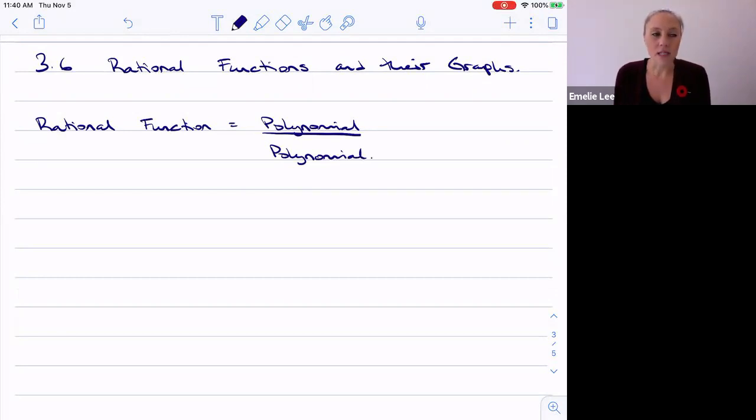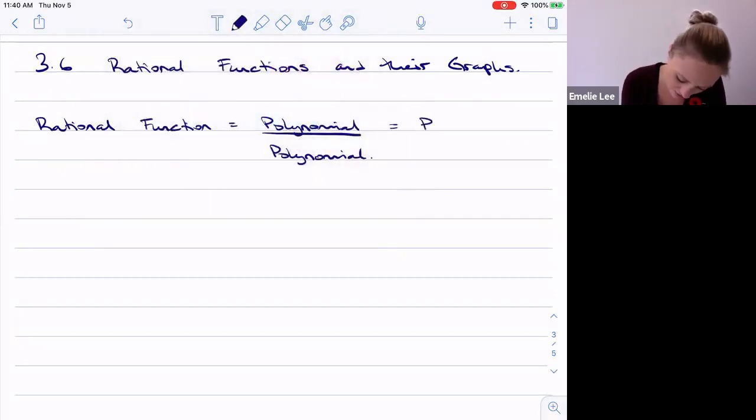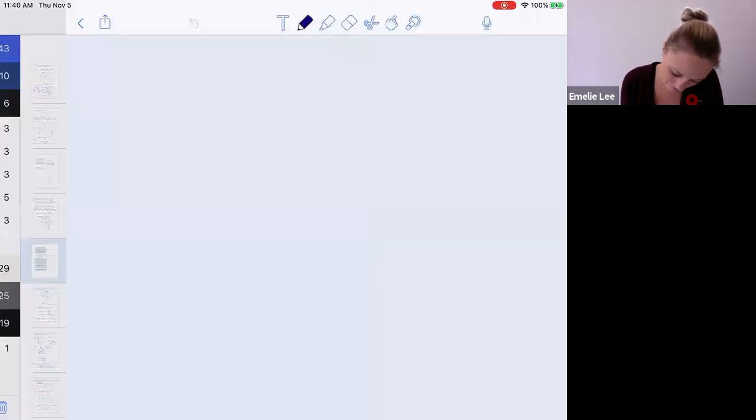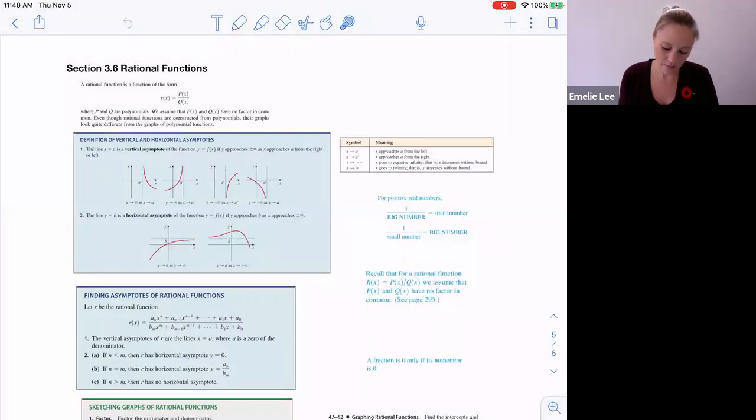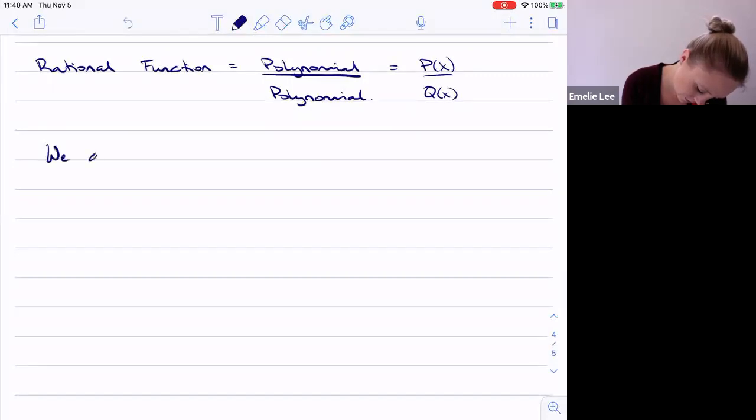Some assumptions that we're making, at least to begin with, is that this polynomial and this polynomial have been simplified so that they don't have any common factors, right? So here, what we usually call these is P of X over Q of X. I think it's Q of X. Yeah. And we assume for now that P of X and Q of X have no factor in common.